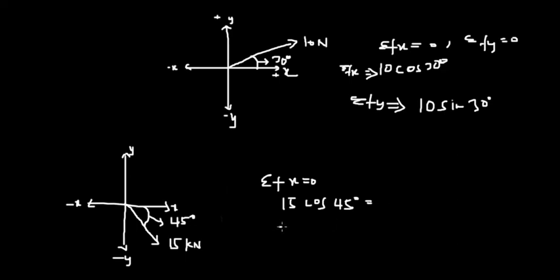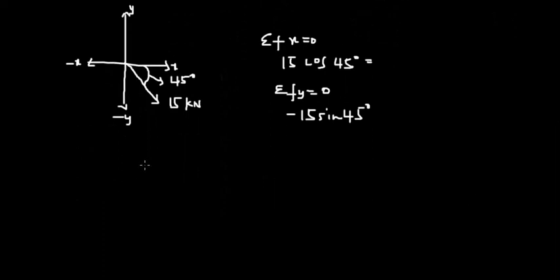And then when you take the sum of forces along the y axis, since the angle is not in between the y axis and the force, we use what? Sine. So we have minus 15 kilonewtons sine of 45. Now let's look at the other case scenario.